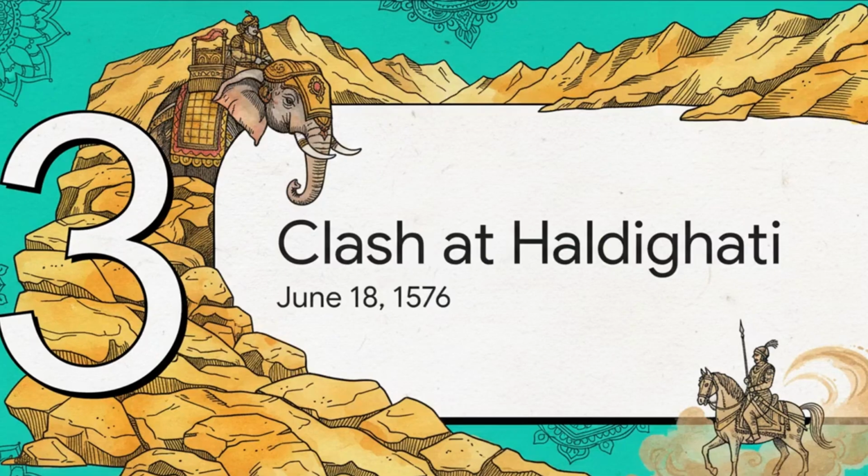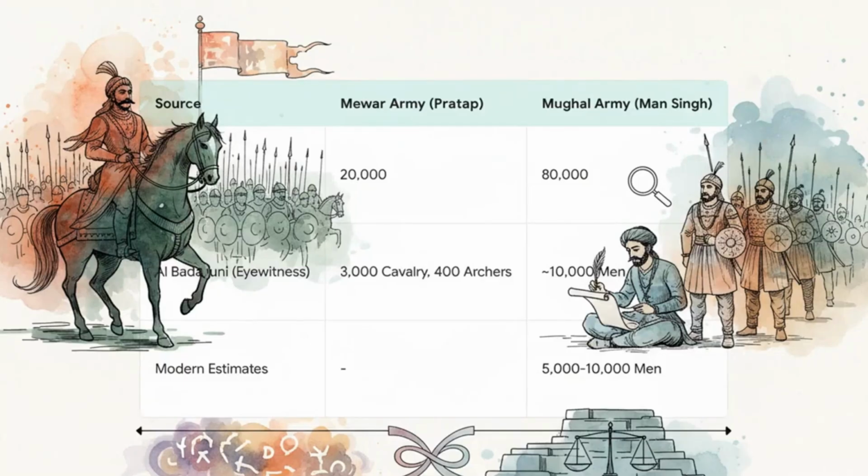And that war finally came to a head on a blazing hot day in June, in a narrow mountain pass called Haldighati, a name that literally means the turmeric-colored valley because of its yellow soil. Now, this is where history gets a little fuzzy. Just look at the difference in the reported army sizes here.